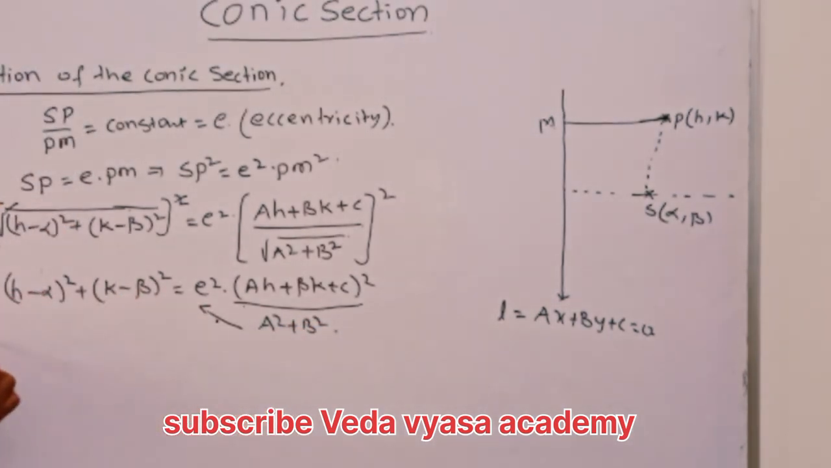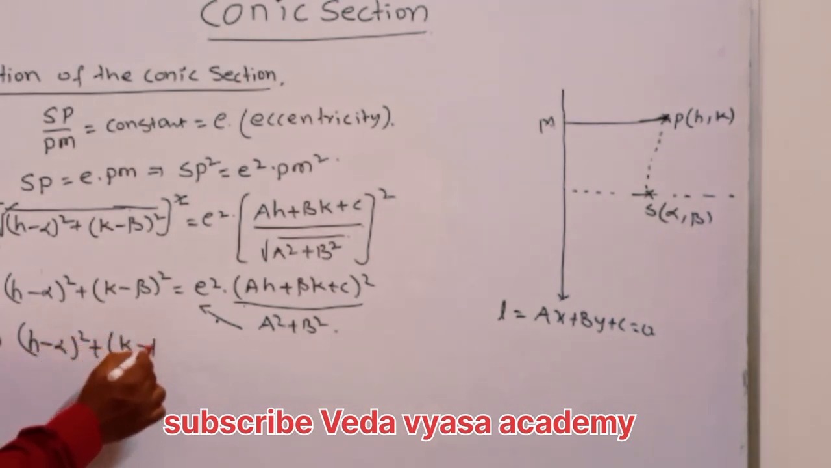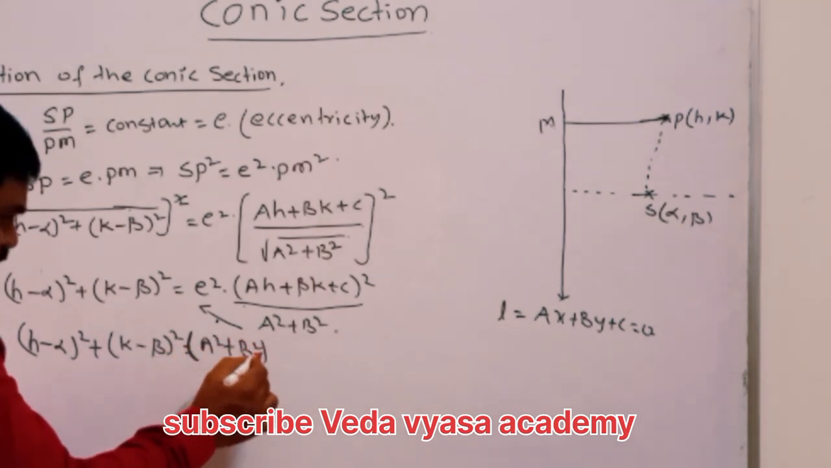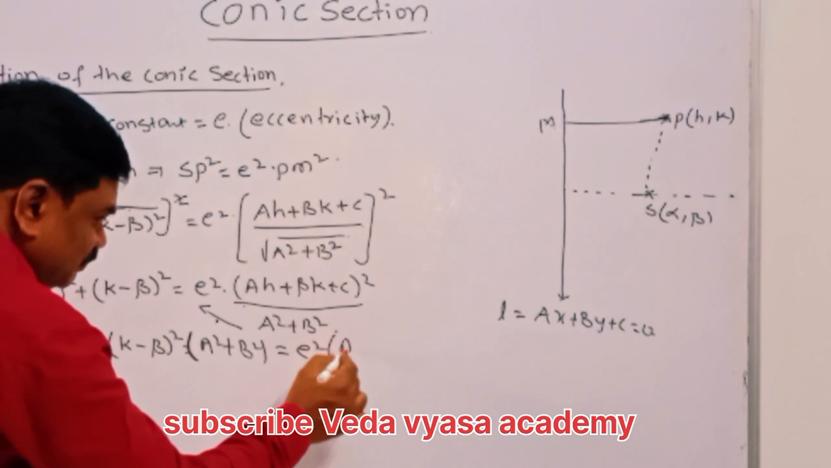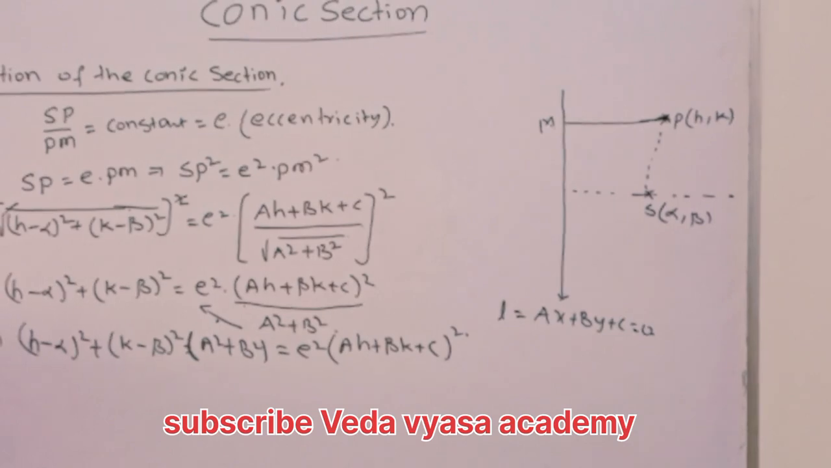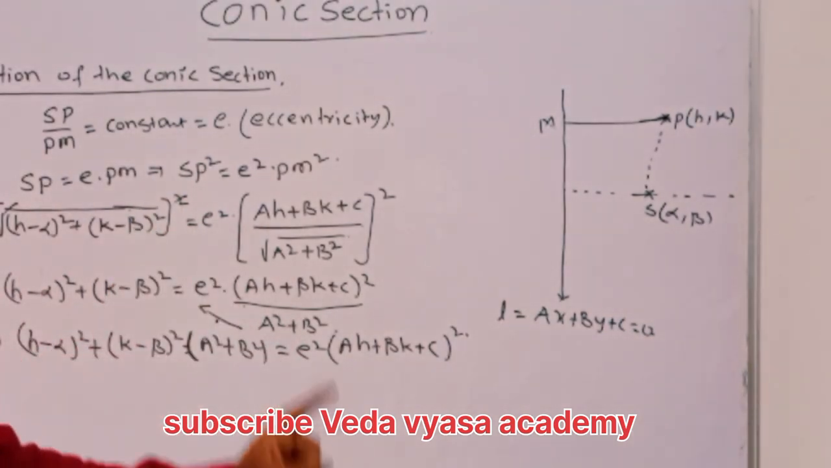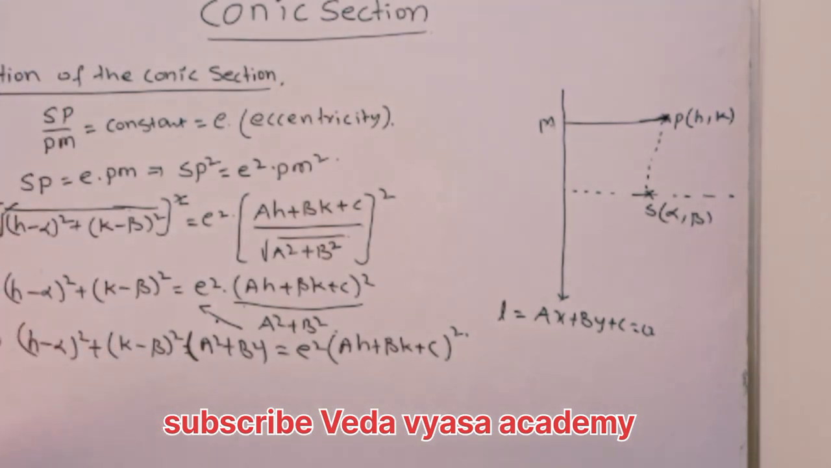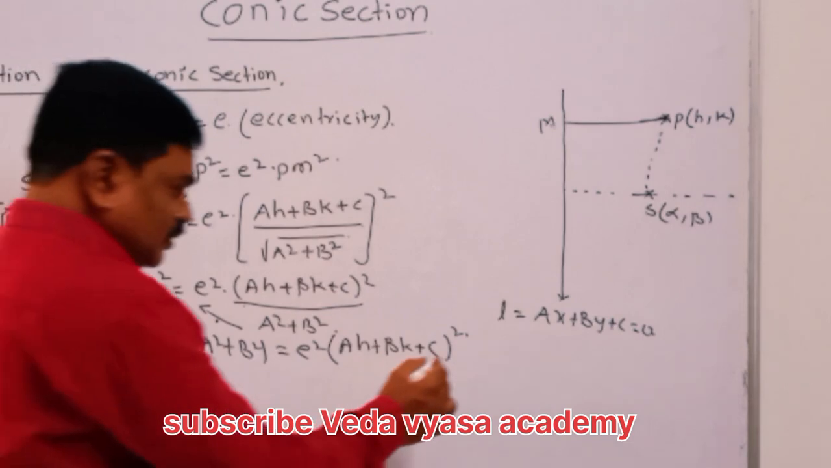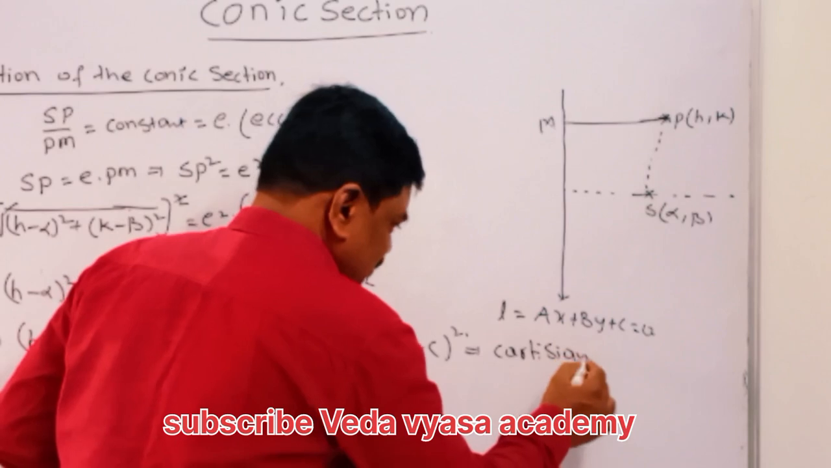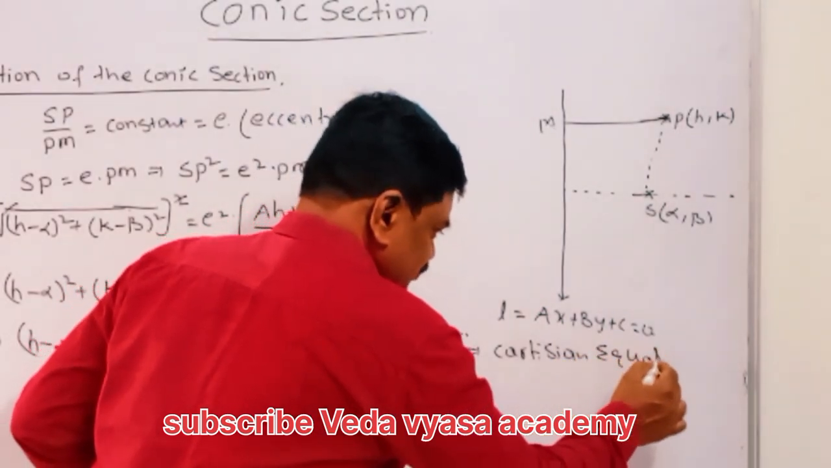By cross multiplication, it is ((h minus alpha) whole square plus (k minus beta) whole square) into (A square plus B square) is equal to E square of (Ah plus Bk plus C) whole square. This is the equation of the conic section, and we can write it as the Cartesian equation.